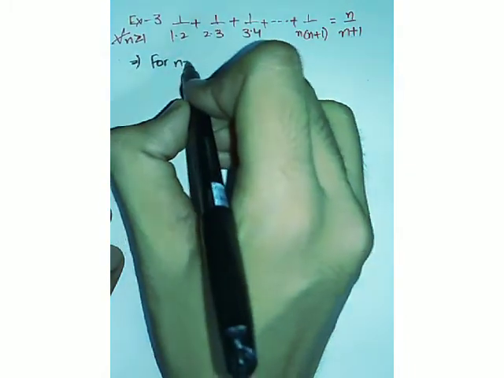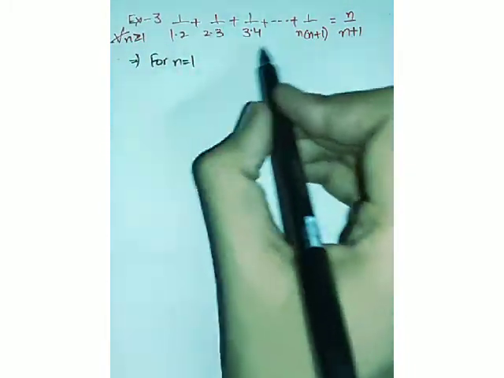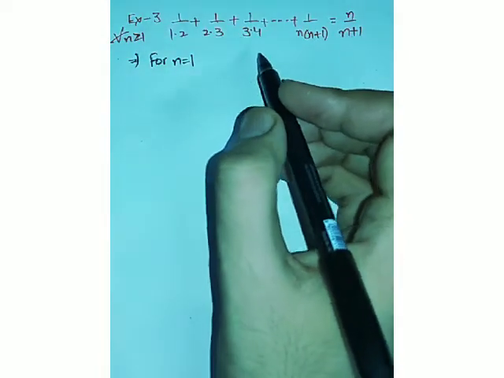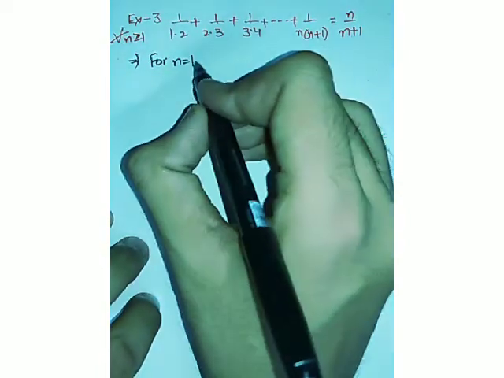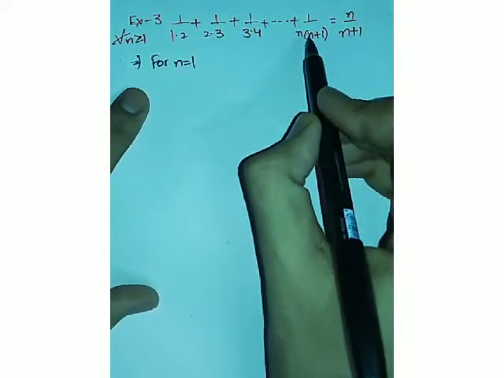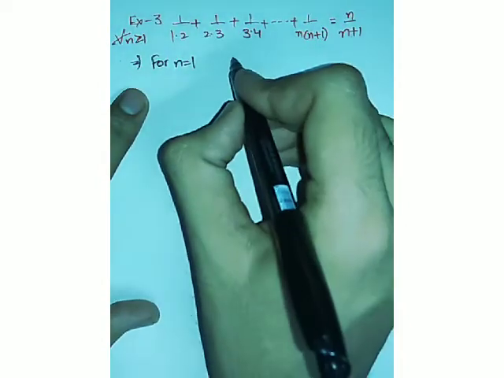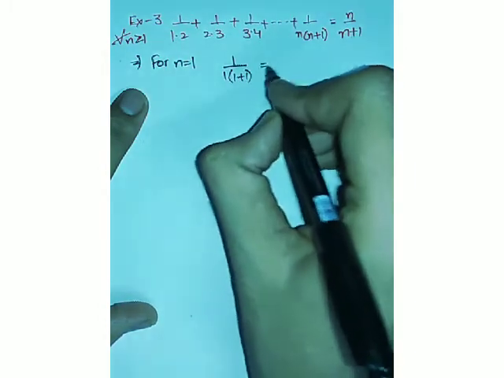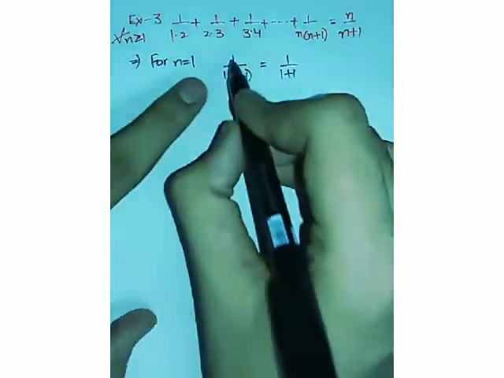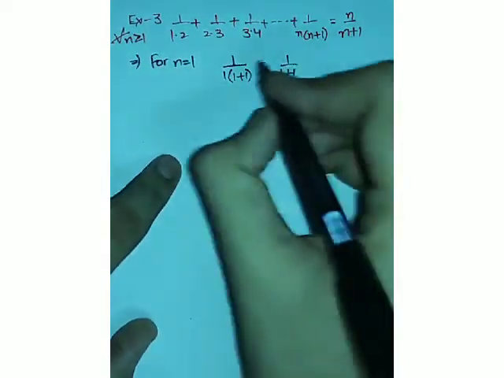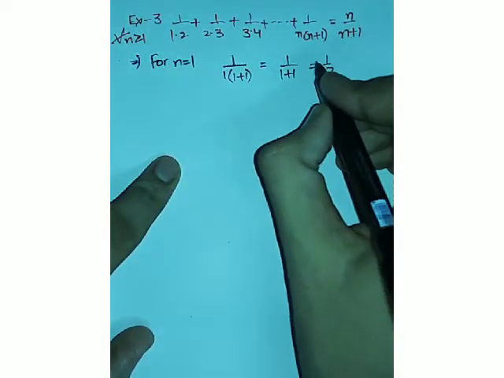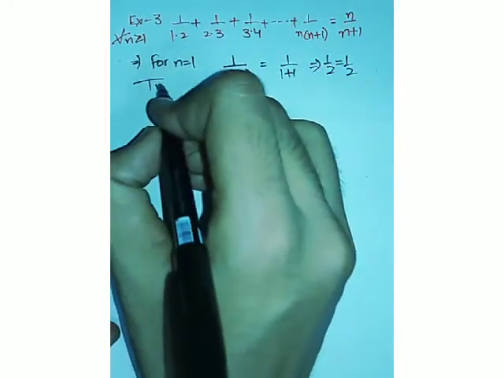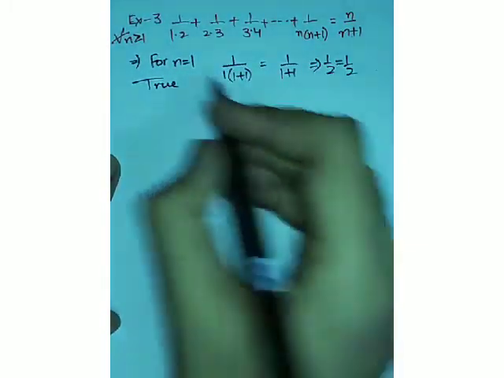Firstly, for n is equals to 1. Now again we have to assume it as P of n, right? I am not repeating the steps because I hope that you must have understood it till now. For n is equals to 1, if you put n is equals to 1, on the left hand side you will only get 1 upon 1 plus 1, and the right hand side is 1 upon 1 plus 1. It means 1 upon 2 is equals to 1 upon 2. It means it's true for n is equals to 1.